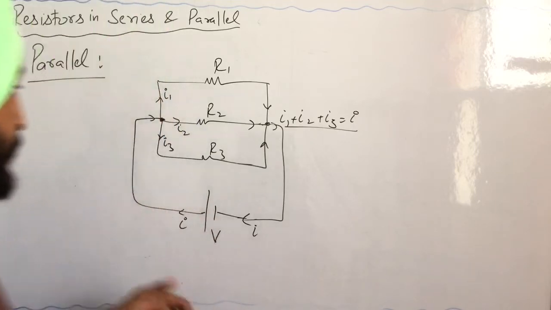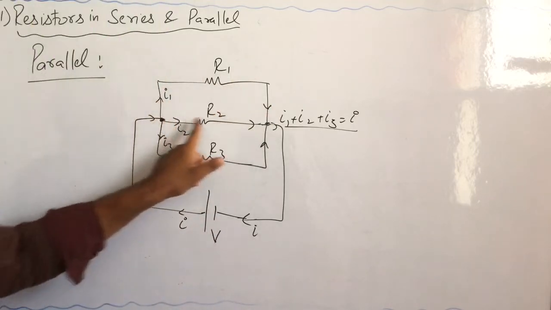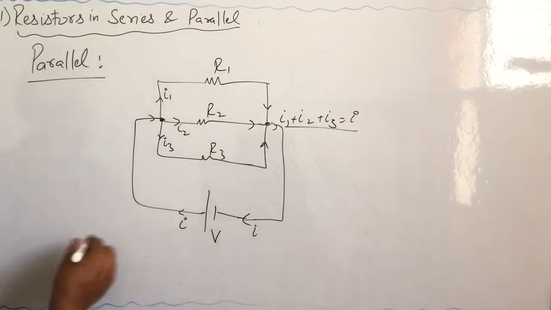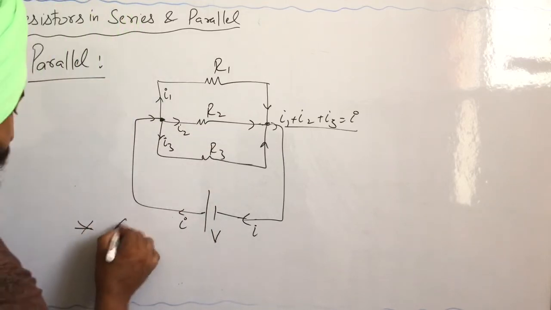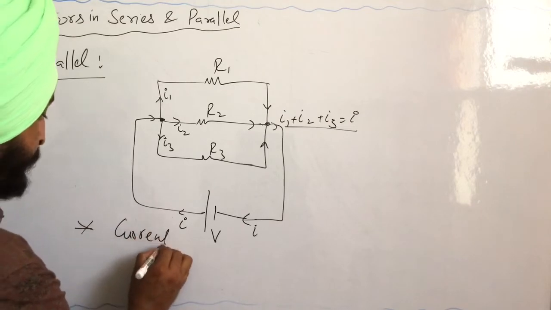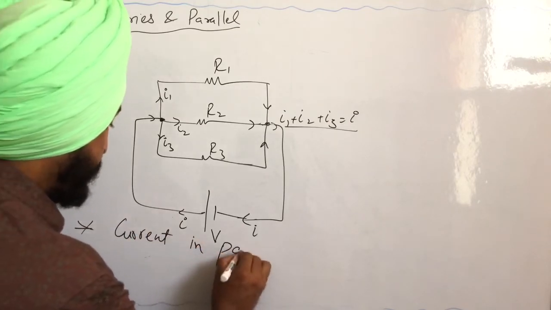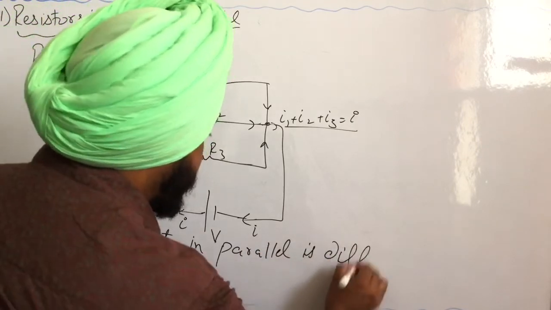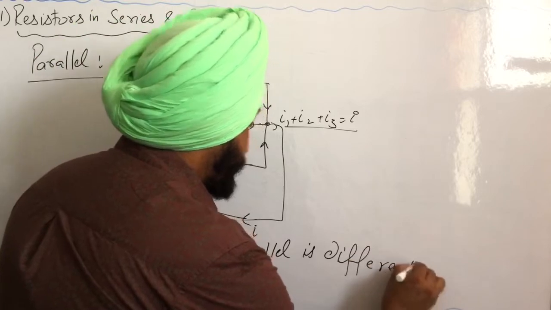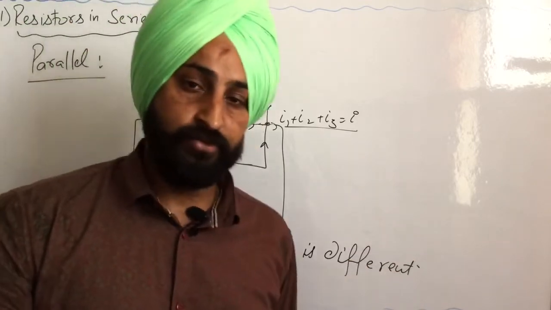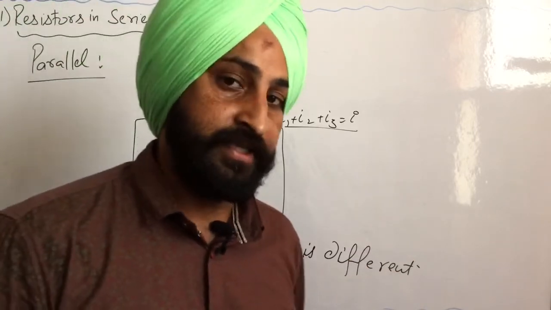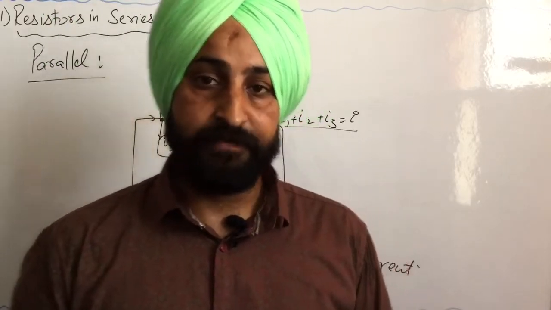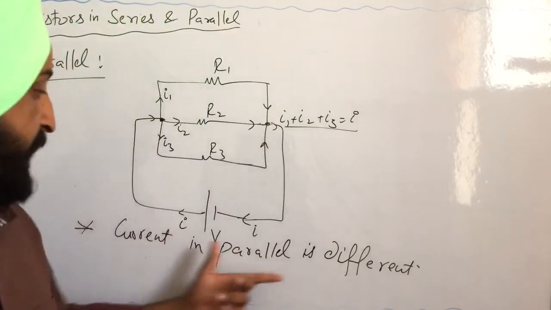Fine. So from here we can conclude that in parallel connections the currents passing through different resistors are different. The current passing through the first was I1, from the second it was I2, from the third it is I3. So the important point that we can conclude from here is that current in parallel is different because current gets divided. The current passing through the first and the current passing through the second will be different because the current gets divided before passing through the resistors connected in parallel. So current in parallel is different.